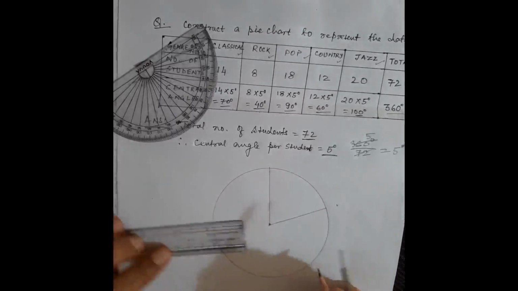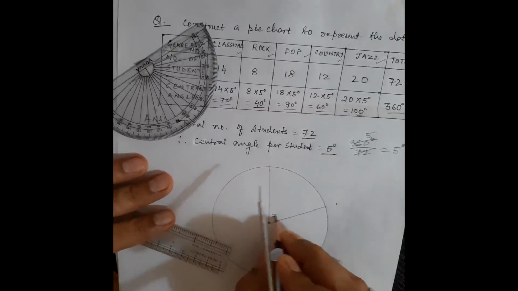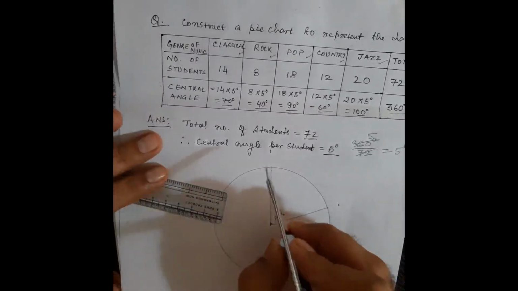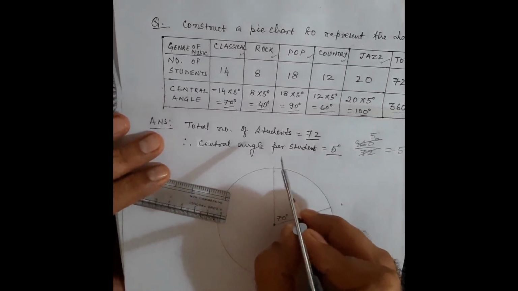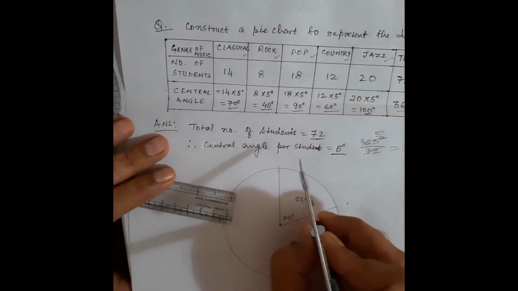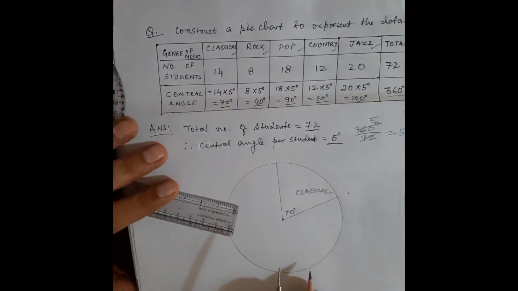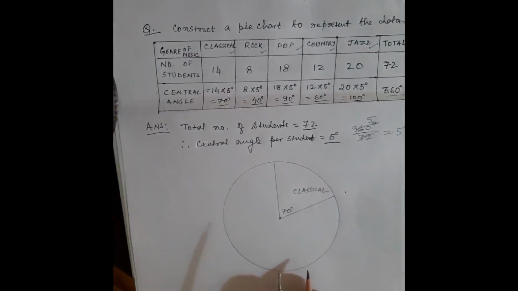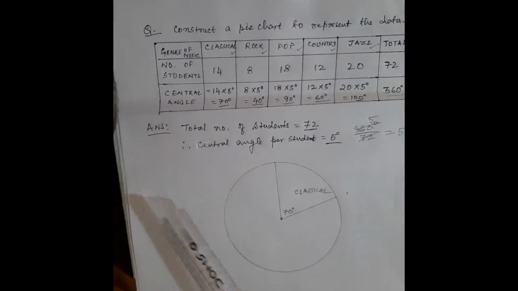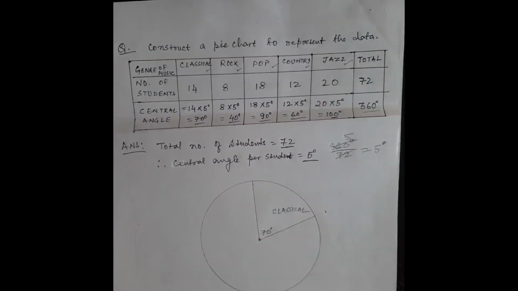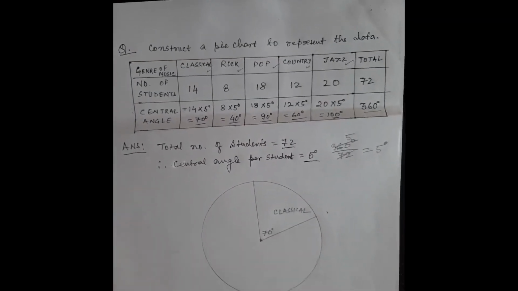This gives you the first sector. This is your 70 degree, and you mention the sector belongs to what? Classical music. Classical. All right. Now the second is for rock music, which is 40 degree. Now you will start measuring into the second component, that is rock music.